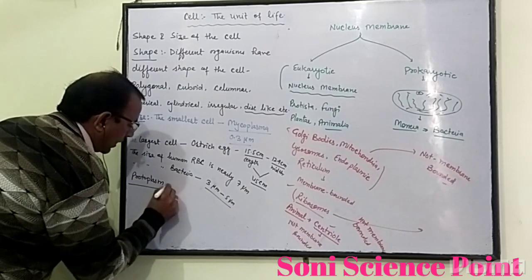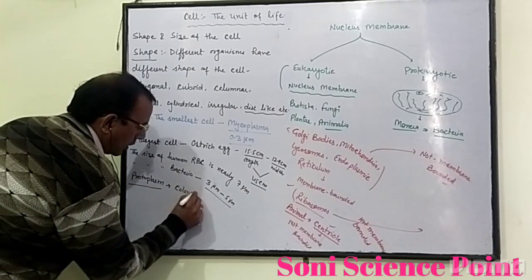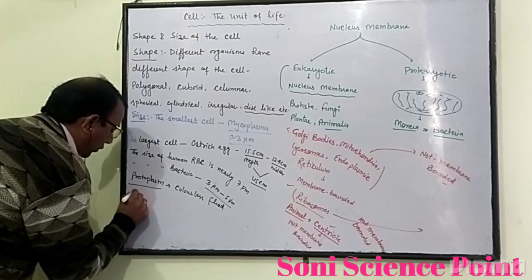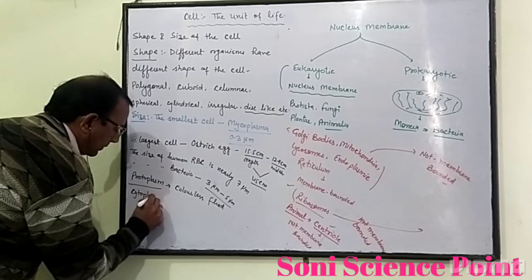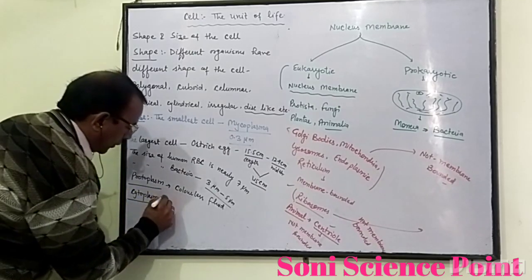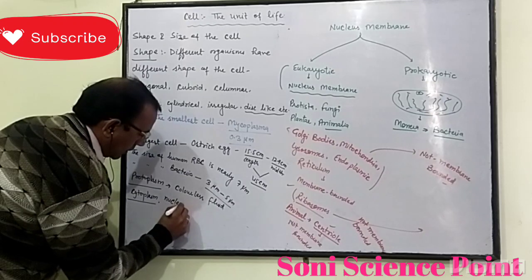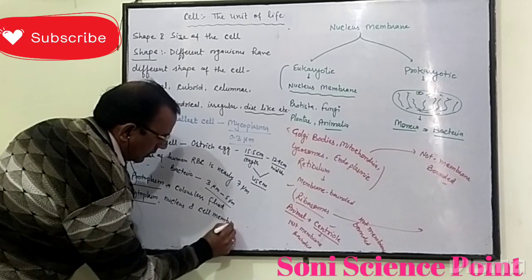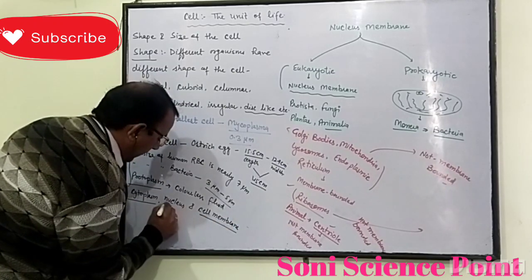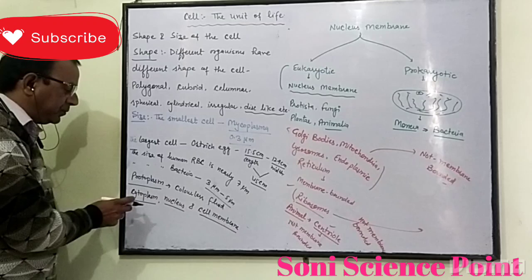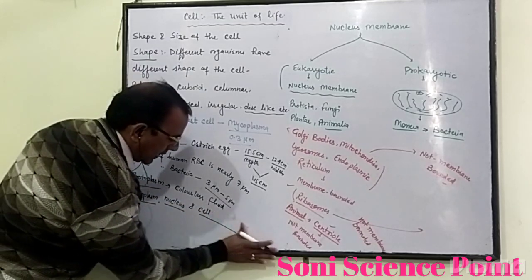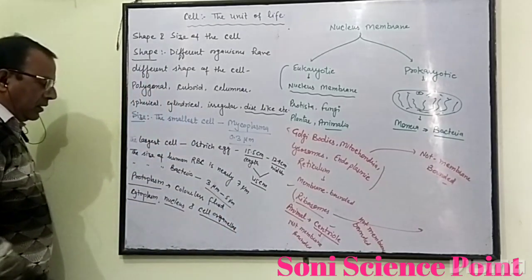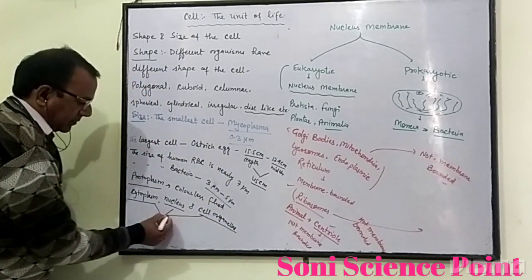Protoplasm is the colorless fluid which contains cytoplasm, nucleus and cell membrane. Protoplasm is the colorless fluid which contains cytoplasm, nucleus and cell organelles. This all makes the protoplasm.